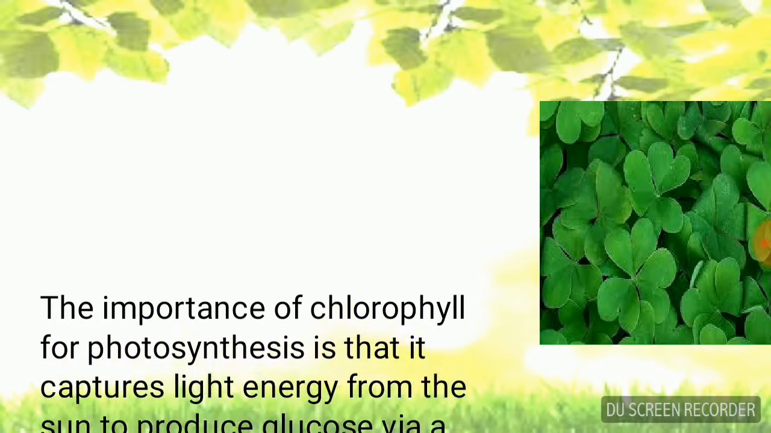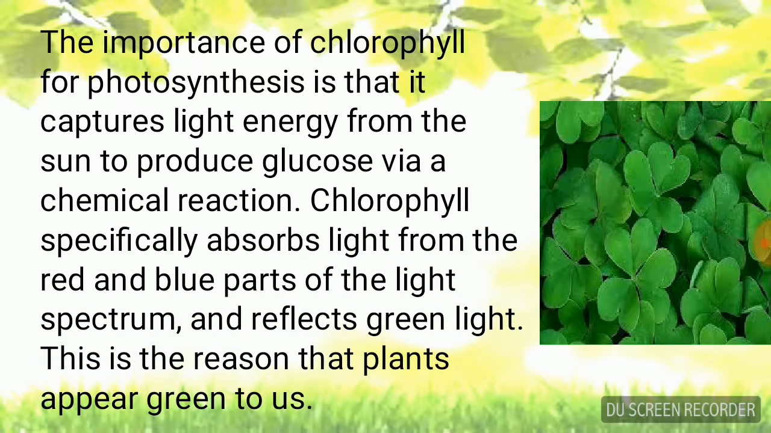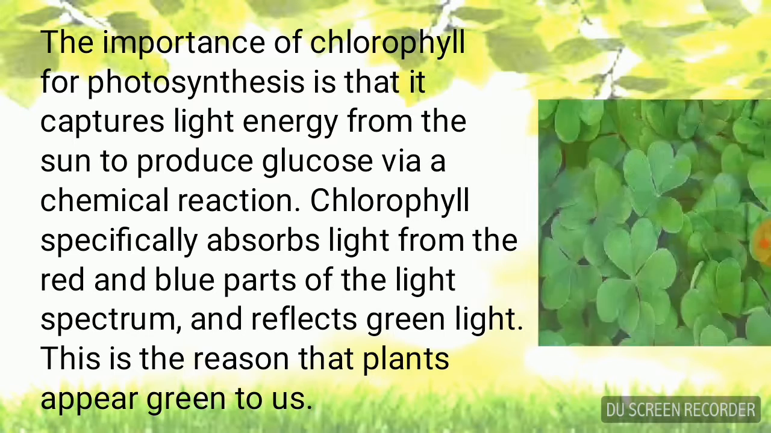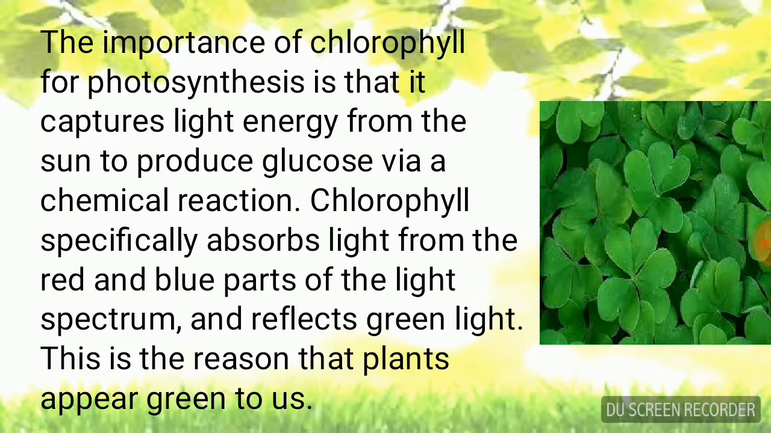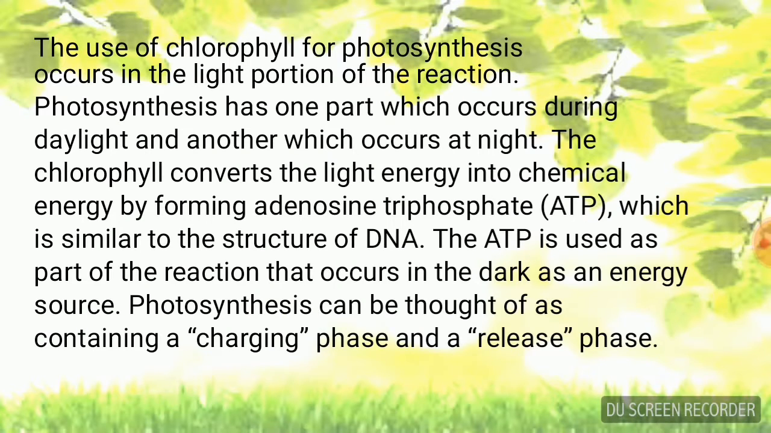The importance of chlorophyll for photosynthesis is that it captures light energy from the sun to produce glucose via a chemical reaction. Chlorophyll specifically absorbs light from the red and blue parts of the light spectrum and reflects green light. This is the reason that plants appear green to us. The use of chlorophyll for photosynthesis occurs in the light portion of the reaction. Photosynthesis has one part which occurs during daylight and another which occurs at night.